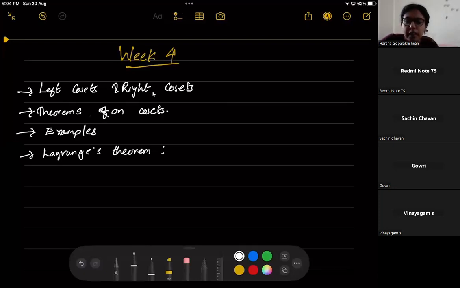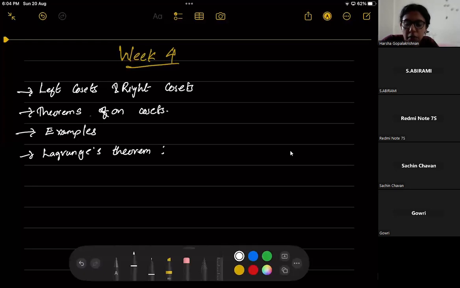Can anyone state what is Lagrange's theorem? It is one of the important theorems. Whoever wants to ask something, you can just unmute and talk. Otherwise, please mute yourself throughout the session. So, what is Lagrange's theorem?